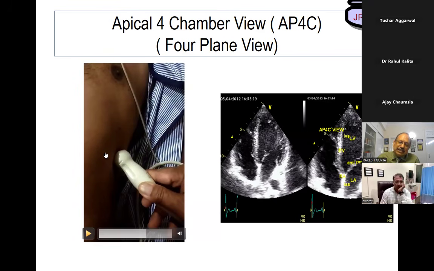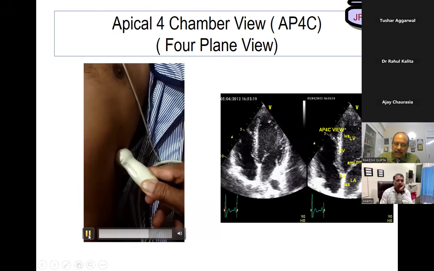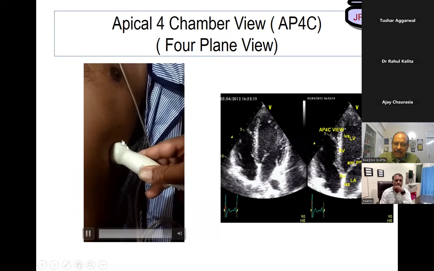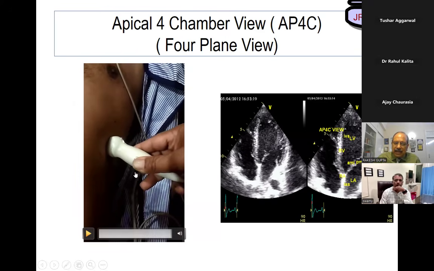So what is the advantage? This is truly a 4-chamber view. So if I'm in this position, I'm making this 4-chamber view. Then I'm rotating counterclockwise, I'll be making a 2-chamber view. Then rotating counterclockwise again, I'll be making the apical 3-chamber view. And look, what is this index marker? It is at the 11 o'clock position. The only thing is we are as parallel to the heart as possible.